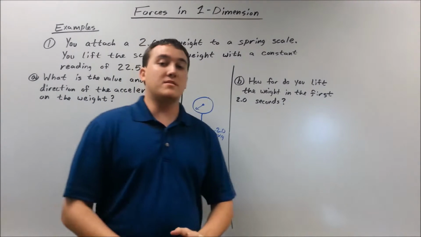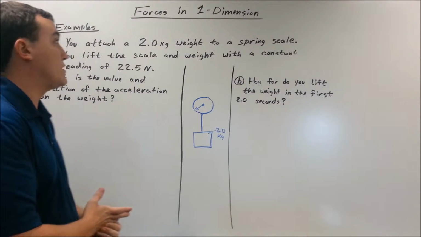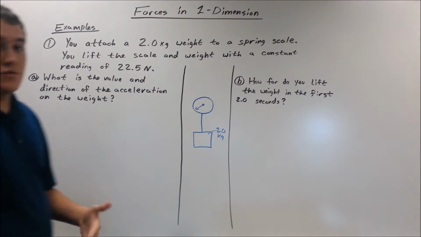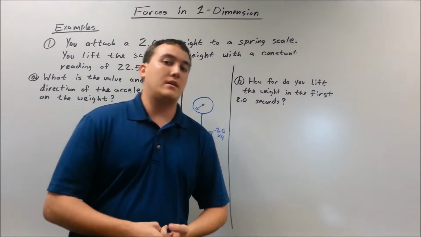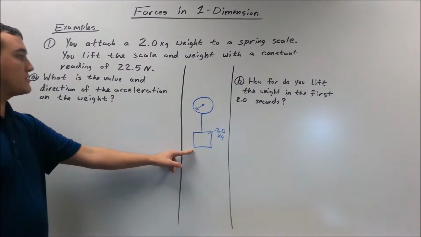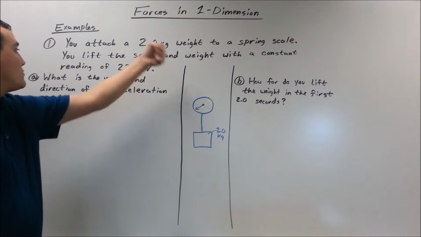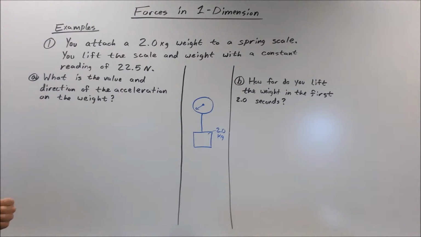Hello. Because this is a tough section, I decided to make a second video on forces in one dimension. So, we're going to go through a couple more examples, and hopefully it'll get better. First example. You attach a 2 kilogram weight to a spring scale. You lift the scale and weight with a constant reading of 22.5 newtons. For A, what is the value and direction of the acceleration on the weight?